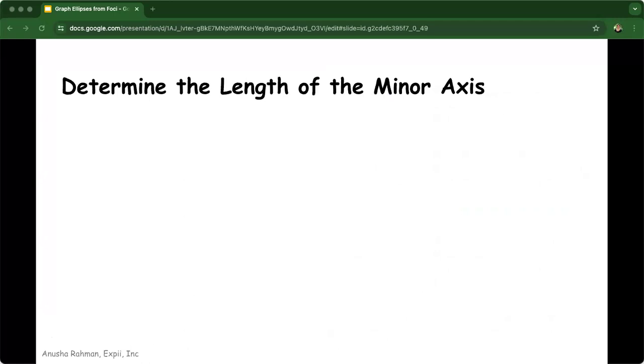Then we're going to determine the length of the minor axis. The length of the minor axis is not given directly. However, we can calculate it using the relationship between the major axis length, the minor axis length, and the eccentricity of the ellipse. For now, we'll estimate it visually, so don't worry about it.